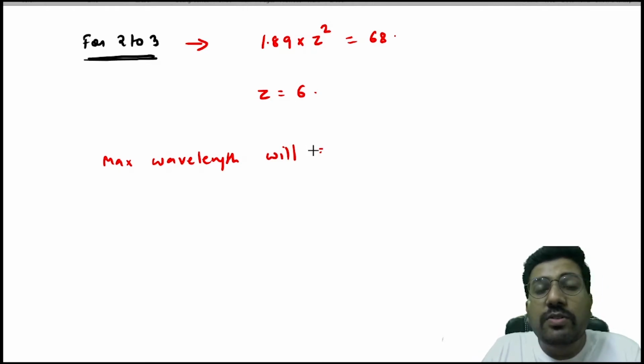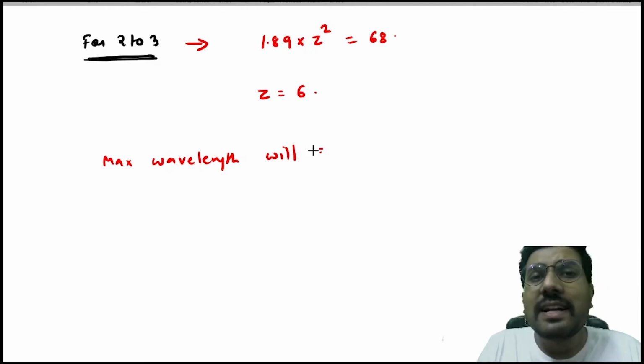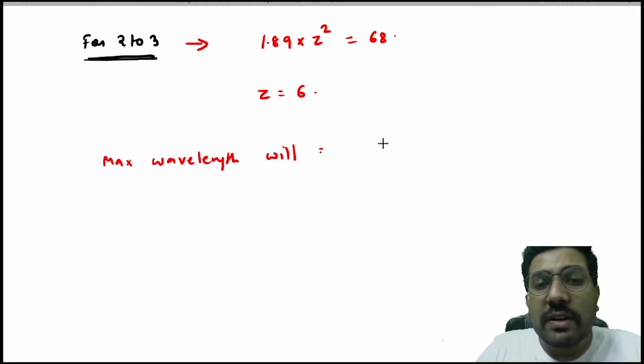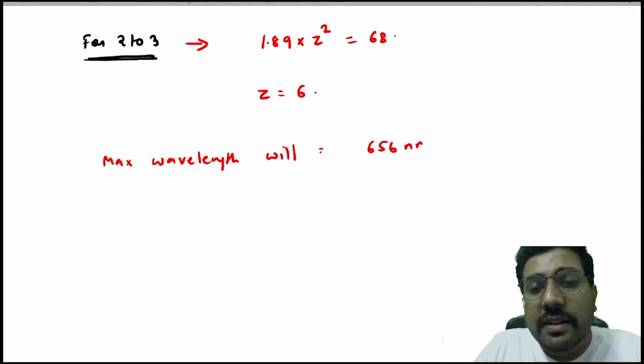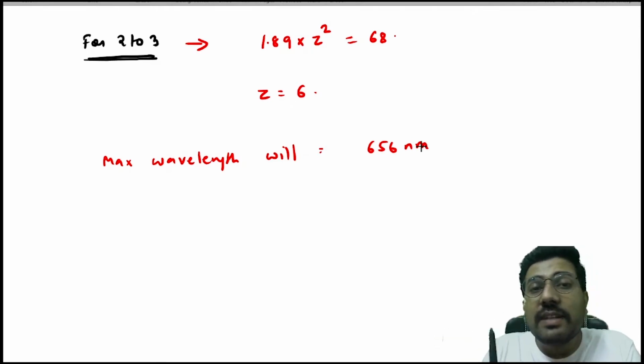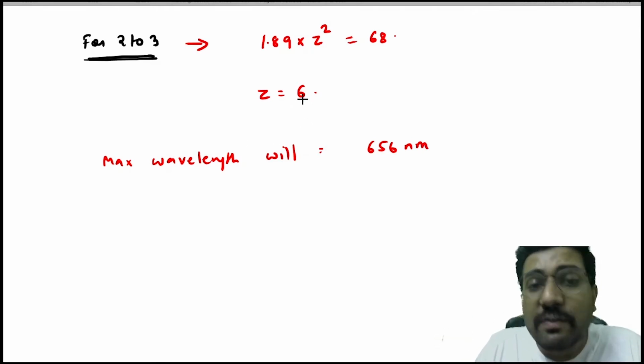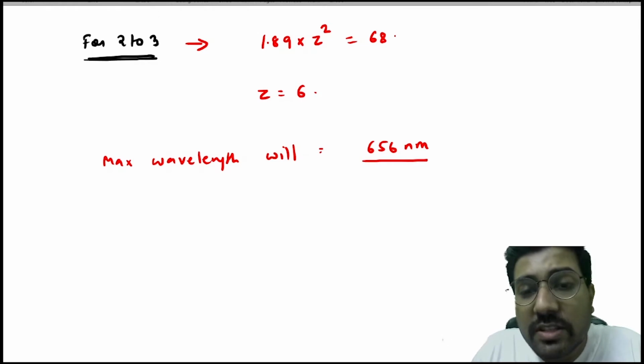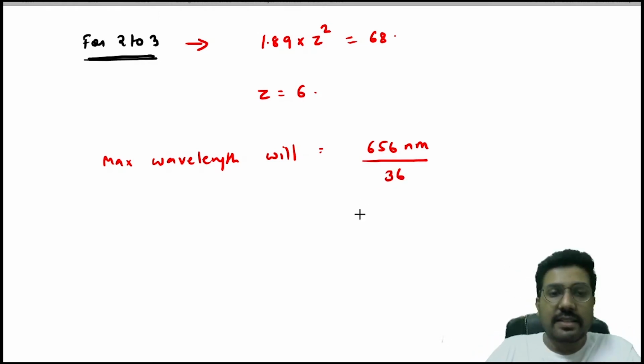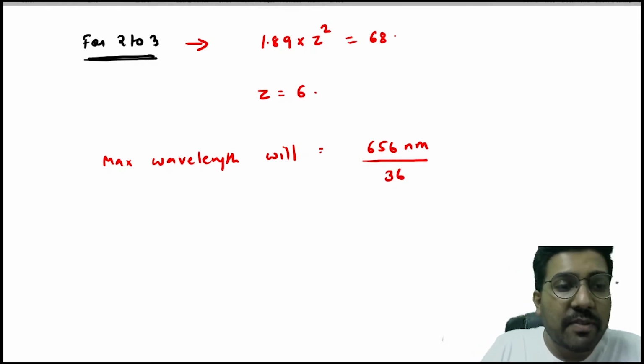so for 3 to 2 transition, for hydrogen atom it is how much? It is the first line of Balmer series. The wavelength will be 656 nanometer, right? But this is not hydrogen atom, this is a hydrogen-like atom whose Z we have already calculated. So just divide it by Z square, that is 36. So this is the maximum wavelength, right?